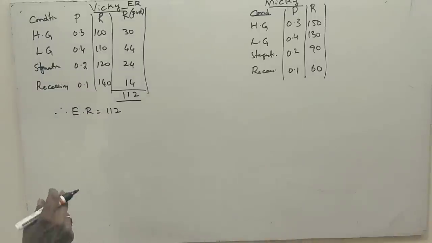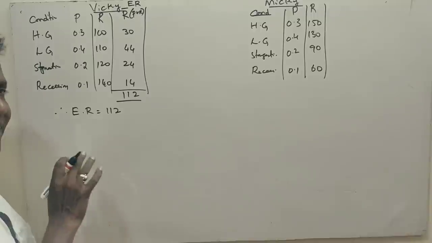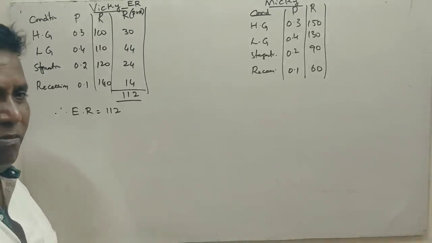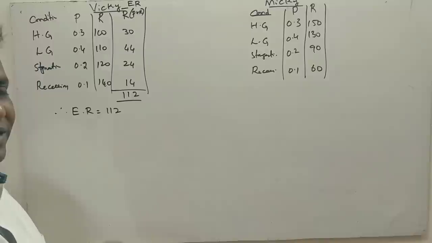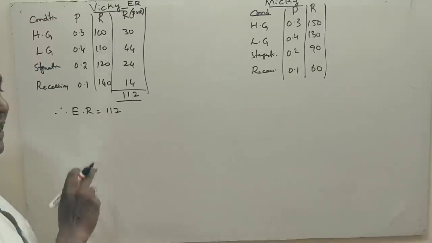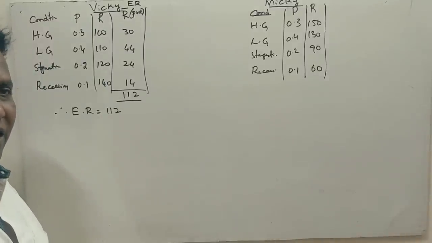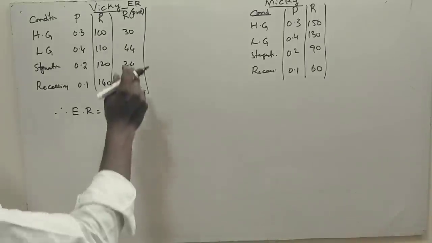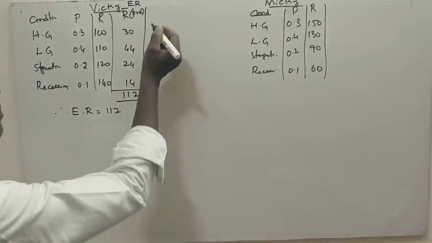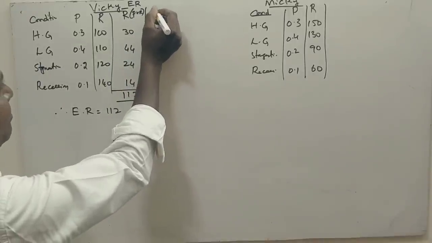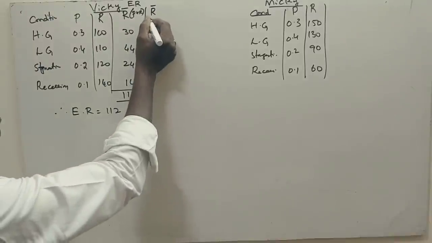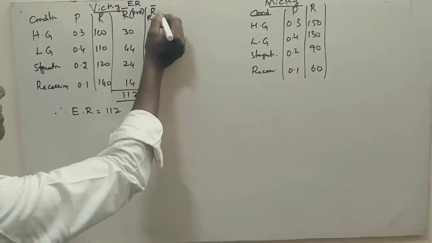Now, we have to understand what is the risk involved in getting 112 rupees. Both the companies' shares are at market price of only 100 rupees, but the investor is getting 112 rupees. So how much risk is he bearing? How much risk is he taking? What is the percentage of risk we have to find out? See, when you want to find out risk, we have to take R dash. R minus R dash.